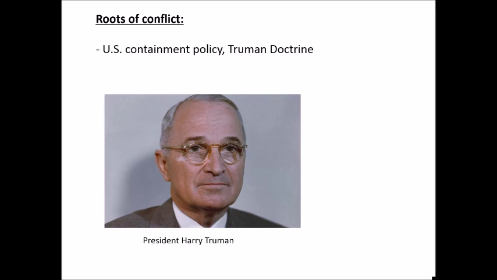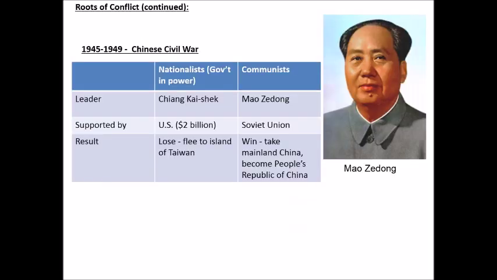So, looking at the roots of the conflict, we had this containment policy, and one of the reasons we had to come up with the Truman Doctrine was to help countries that might be overthrown by a communist revolution. The reason we wanted to stop the spread of communism is because we saw what happened in China. As you all know today, China is not one of our closest allies. Even though they're a big trading partner, still our relationship is very shaky.